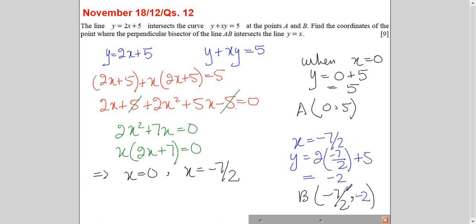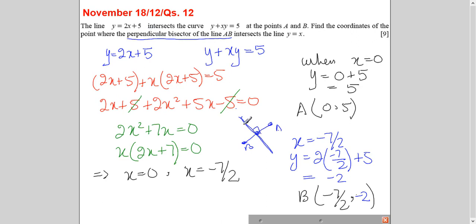Now I have 2 points. Now I will focus on what is the meaning of the question here. Now see. Find the coordinates of the point where the perpendicular bisector of the line AB. Now this is an important thing. So we have to find out the perpendicular bisector of line AB, right? What does it mean? If this is my point A, this is my point B, I join it, right? And I take a perpendicular bisector of it, the line which is passing through the center or midpoint of points A and B and is perpendicular to it.